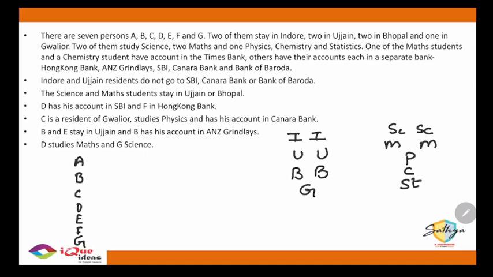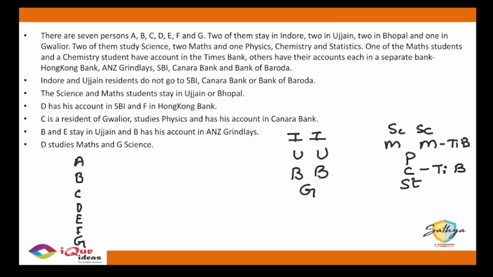And then it says one of the maths students and a chemistry student have an account in the Times Bank. So whoever, one of the maths students I can put in the Times Bank, and only a single chemistry student. So whoever is the chemistry student will also be in the Times Bank. Fit so far. Now it says others have their accounts in separate banks. So Hong Kong, ANZ, SBI, Canara, Bank of Baroda. ठीक है, उसका कुछ कर नहीं सकता because 7 individual banks हैं. 6 individual banks, 1 is repeated.